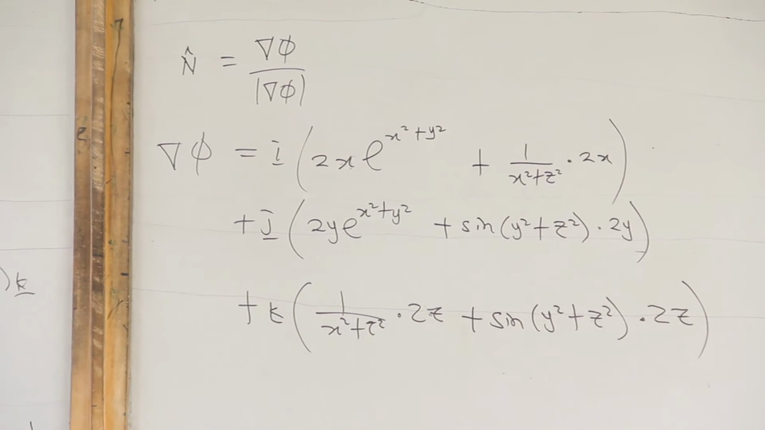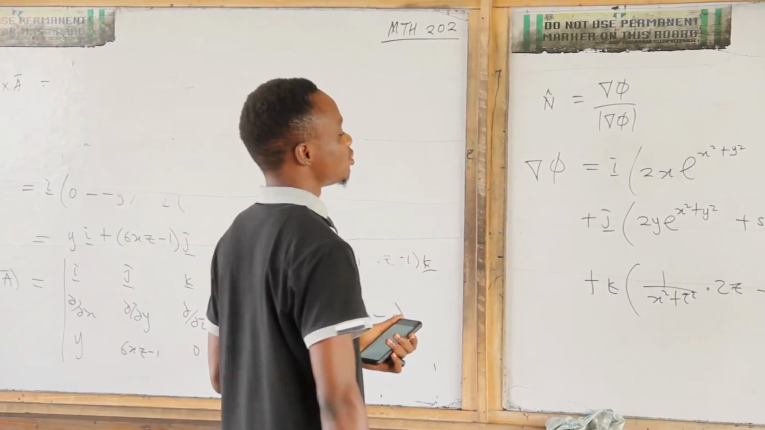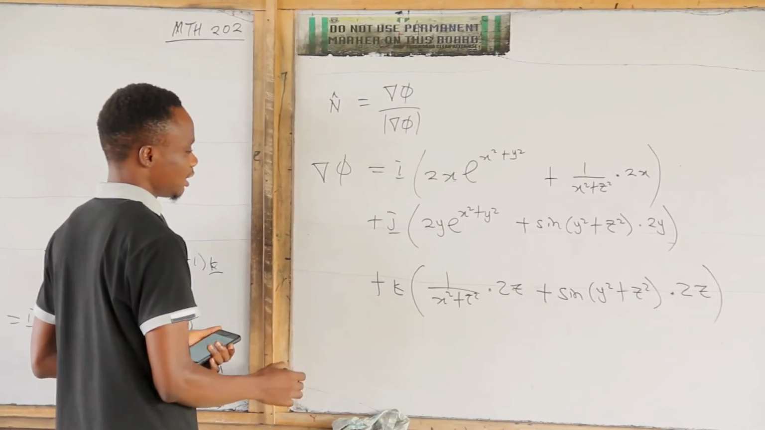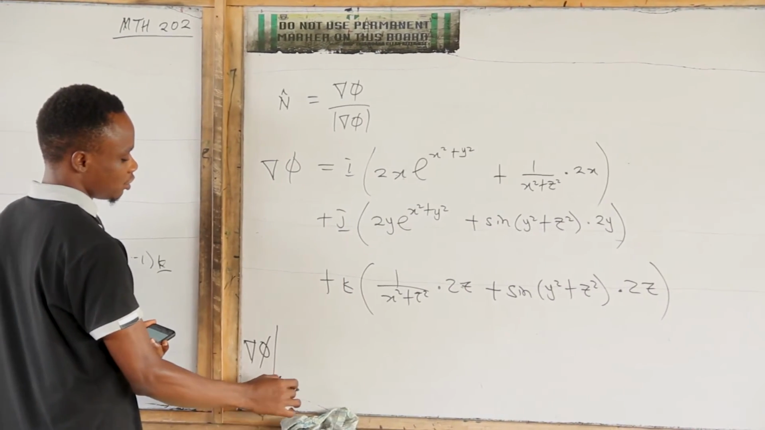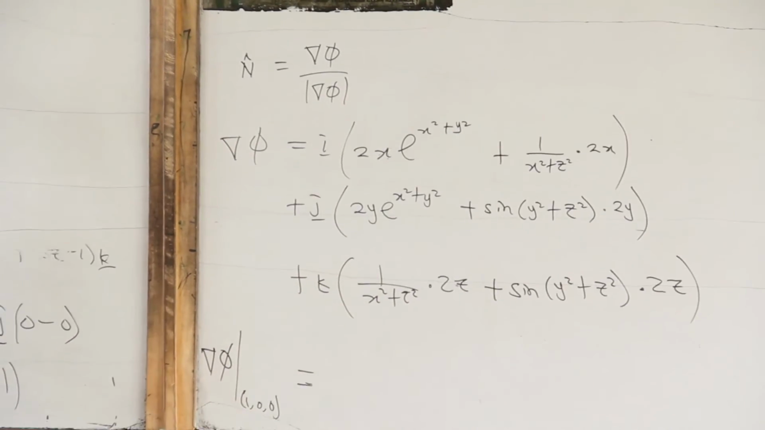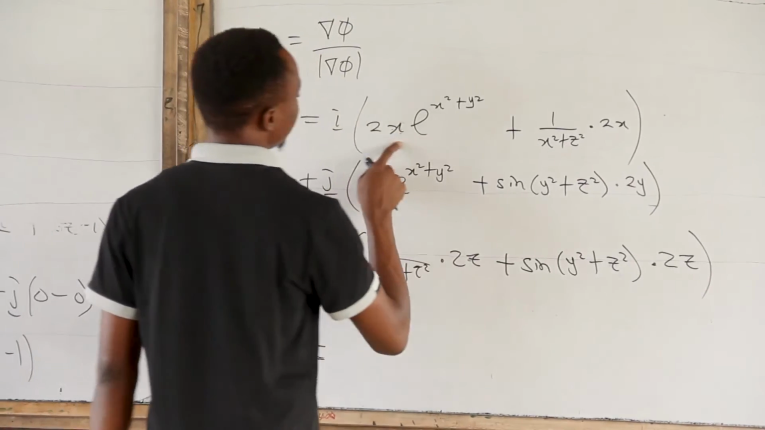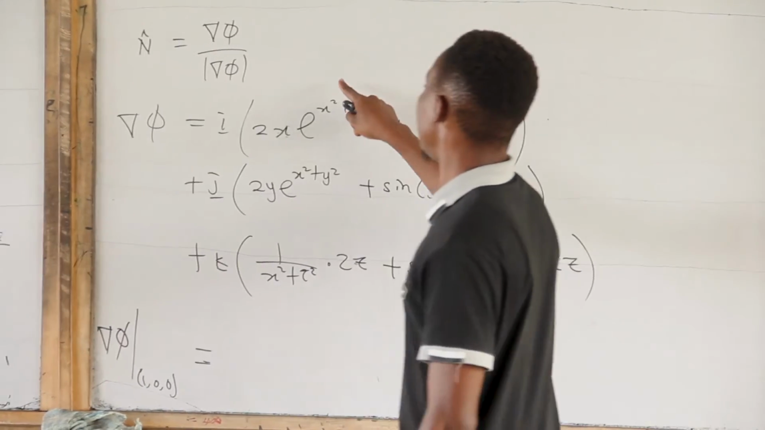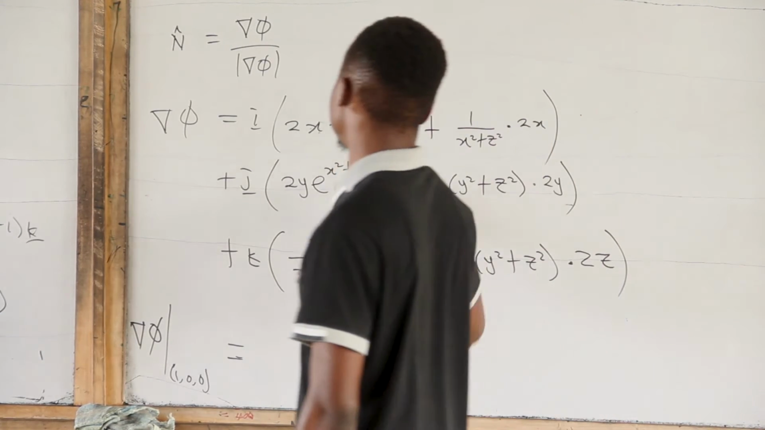Then we are going to evaluate these at the point (1, 0, 0). That means x is equal to 1, y is equal to 0, and z equal to 0. So let's put that right here. At the point (1, 0, 0), we substitute x equal to 1. This is going to give us 2 e raised to the power 1. Notice y is 0. So that will be 2e.